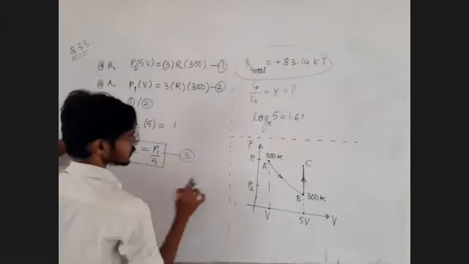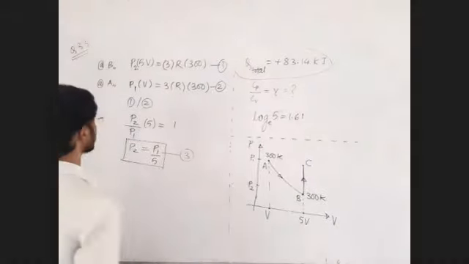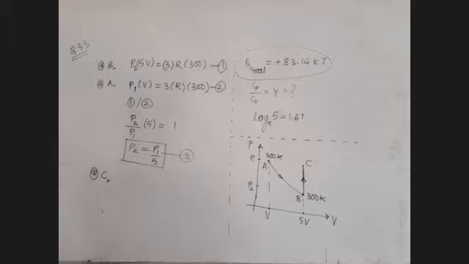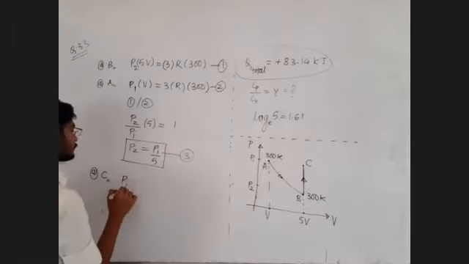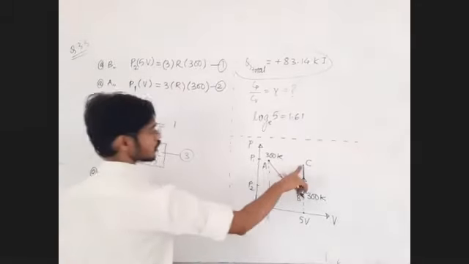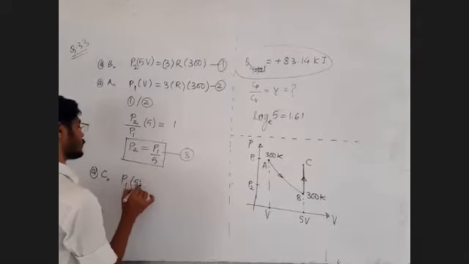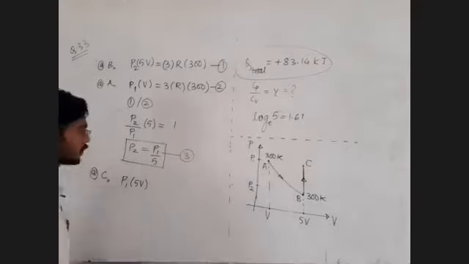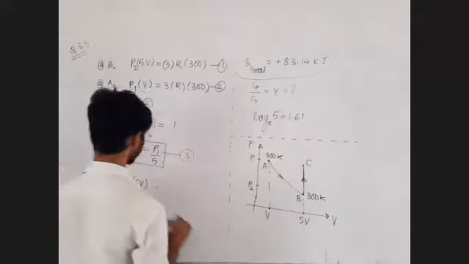Why we are doing this? Because we need some relation between pressure and volume so that we can find out temperature at point C. Why it is required? You will understand gradually. Now at point C, writing PV equal to nRT. What is pressure? Pressure is P1. What is volume? Volume is 5V. Pressure P1, volume 5V is equal to nRT.